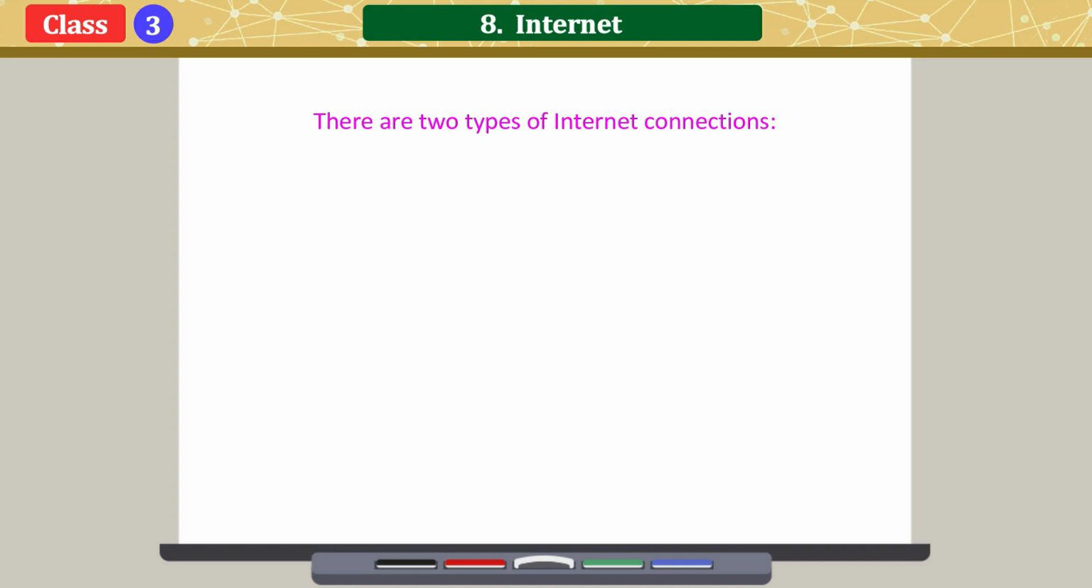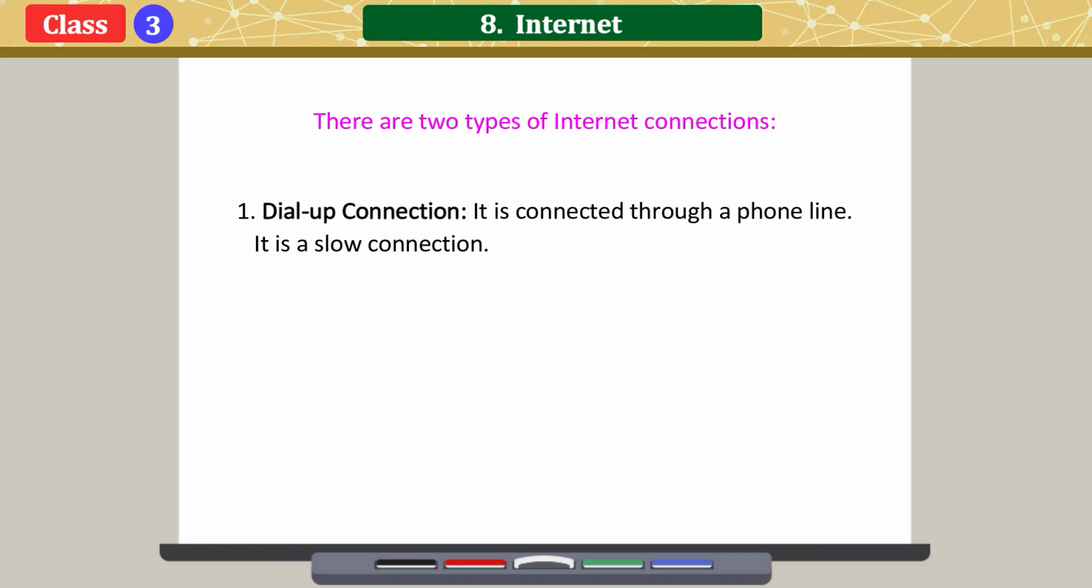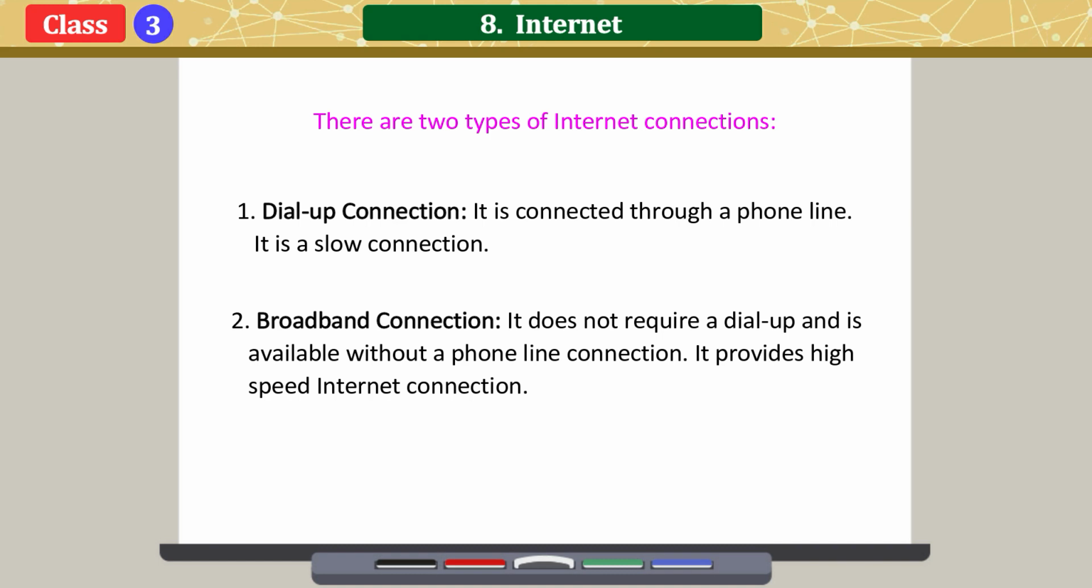There are two types of internet connections. 1. Dial-up connection. It is connected through a phone line. It is a slow connection. 2. Broadband connection. It does not require a dial-up and is available without a phone line connection. It provides high-speed internet connection.